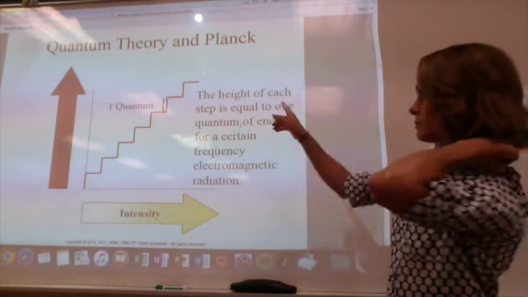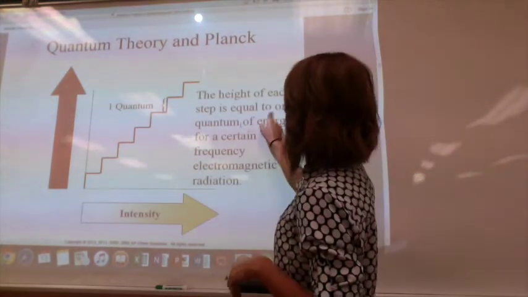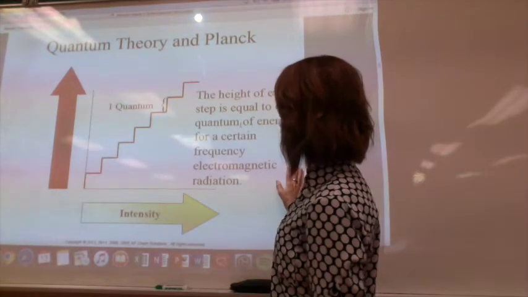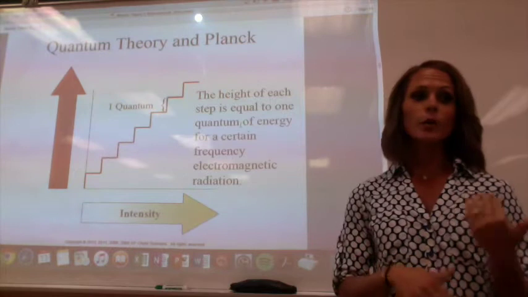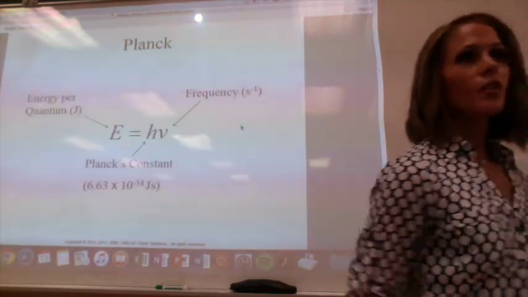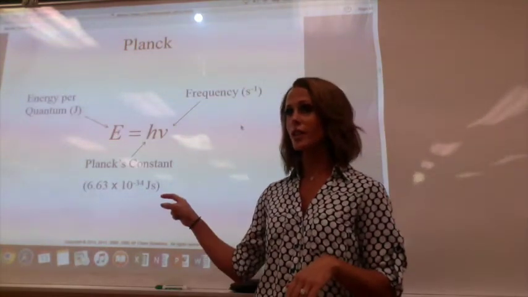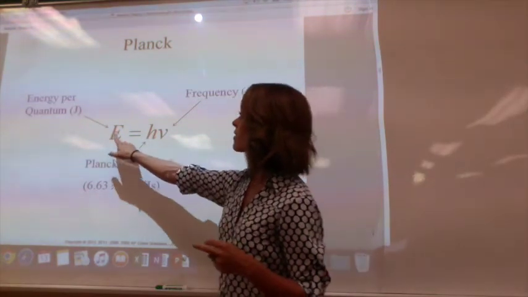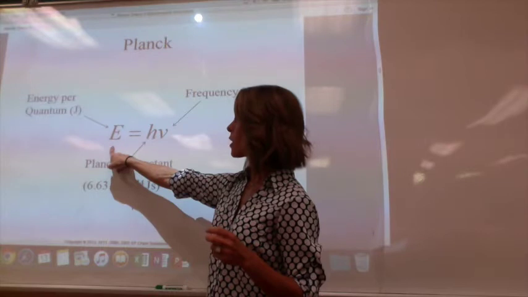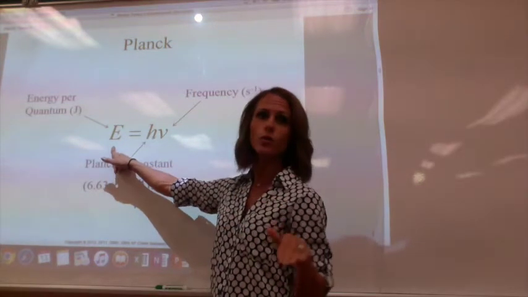So the quantum is what we're looking at in these steps. The height of each step is equal to 1 quantum of energy for a certain frequency of electromagnetic radiation. So frequency is specifically related to that quantum of energy. This is Planck's equation with Planck's constant. We have the specific amount of energy, the quantum of energy, in joules. Joules is a unit for energy.